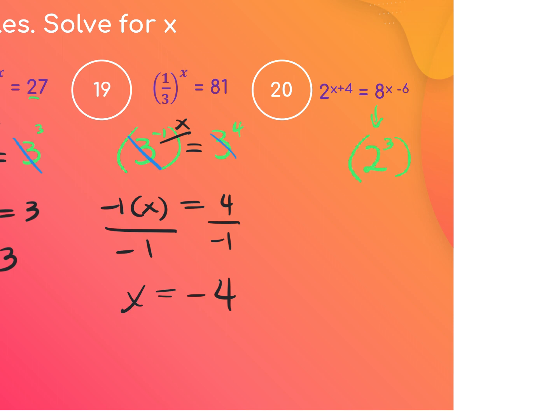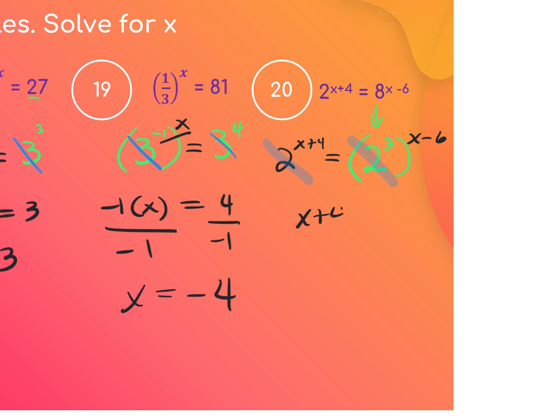It's still got the x minus 6 power. And then this side has the x plus 4 power. So again, my bases are the same. Get rid of the 2's. And now you're going to work with the exponents that remain.